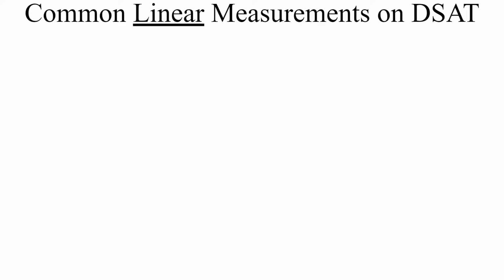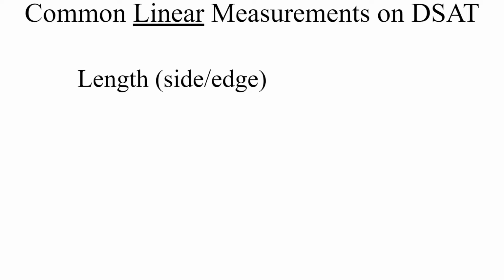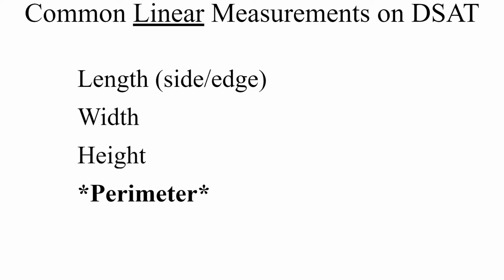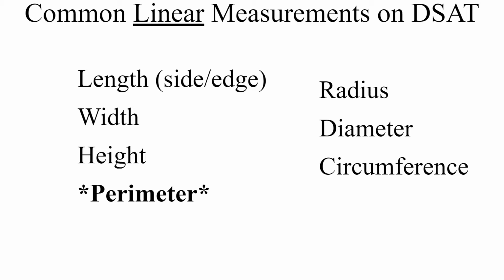So a couple things before we go over the main idea. These are some common linear measurements, like one-dimensional measurements that you might run into on the DSAT in general. So length, like a side length or an edge length, something like that. Width, height, perimeter, radius, diameter, and circumference. You'll notice I put perimeter in bold. That one's really important. That shows up a lot on the test.